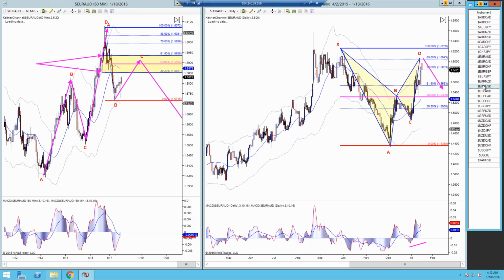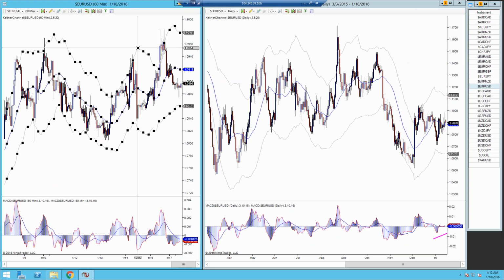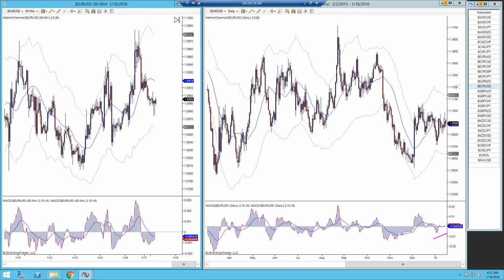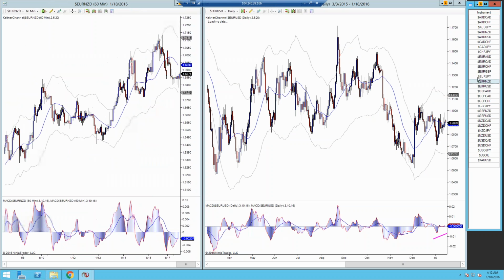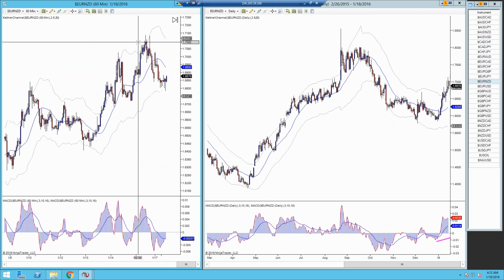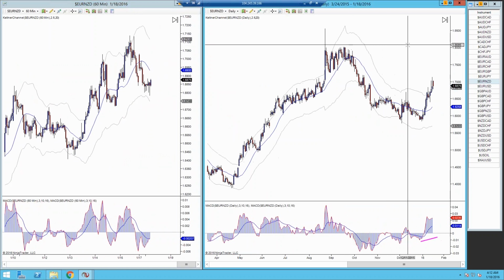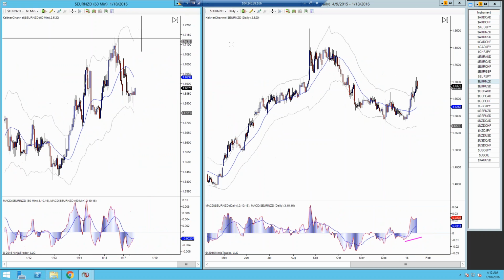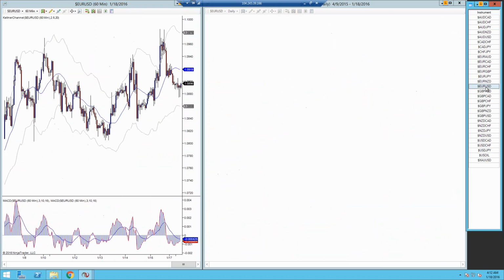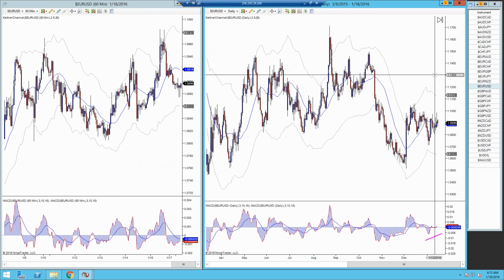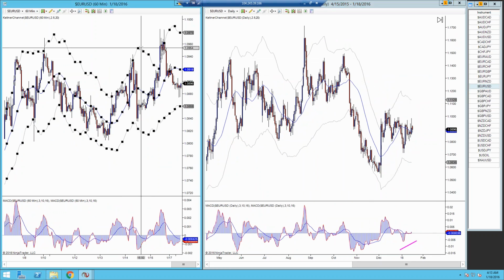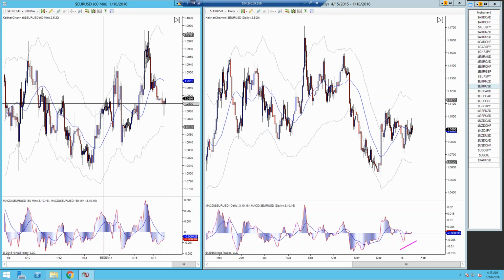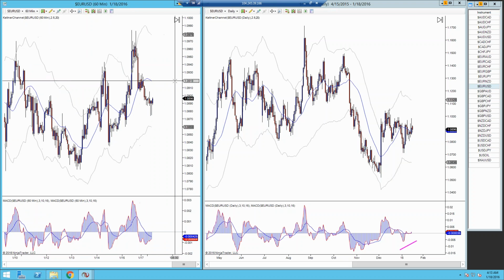So let's see. The EUR USD, EUR NZD. So the EUR NZD, I'm looking at this on the sell side. I think this can go lower. I think right now, no important patterns there. I don't have anything for the EUR USD right now.